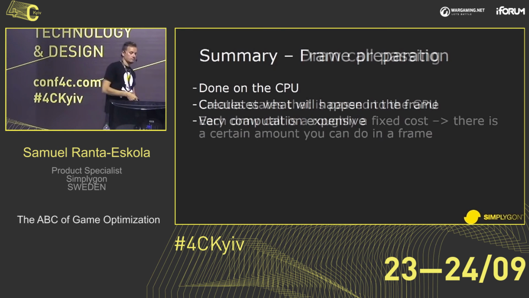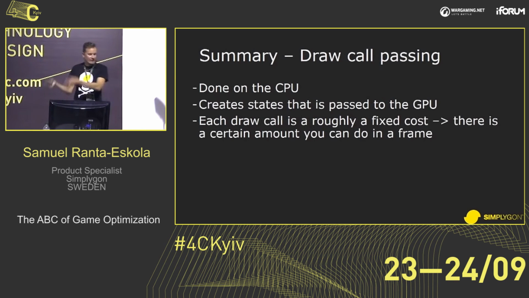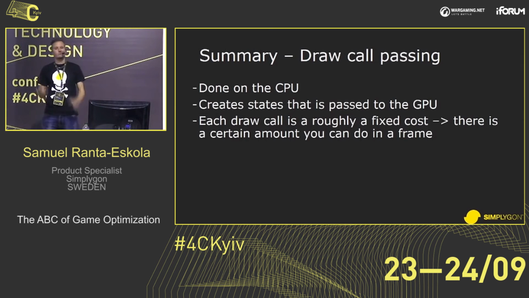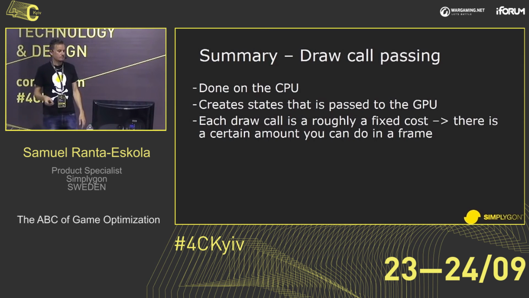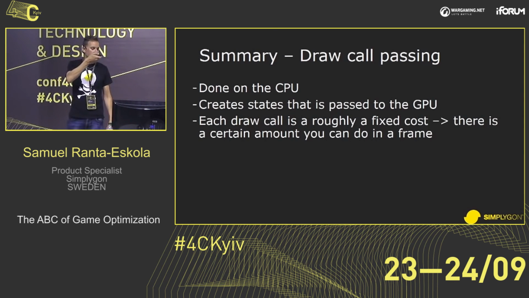Draw call passing is also done on the CPU. It creates a state that is passed to the GPU. Each draw call is roughly a fixed cost. You can pretty much know how many draw calls you can do in a frame given a certain frame rate.